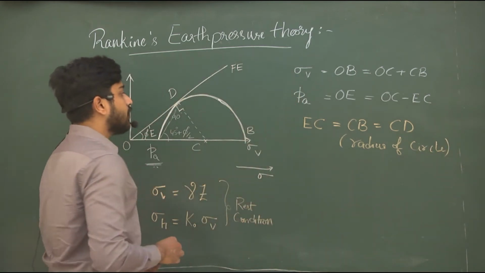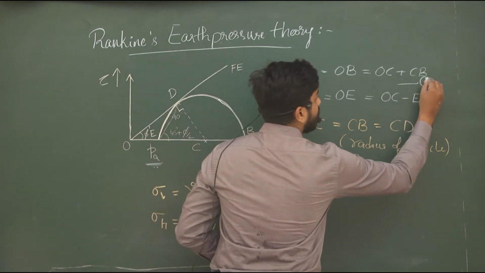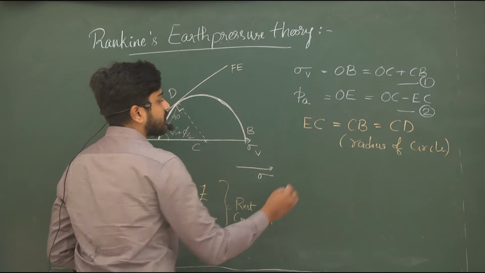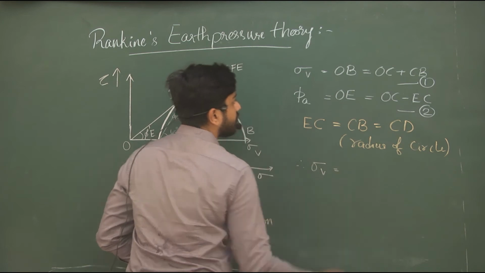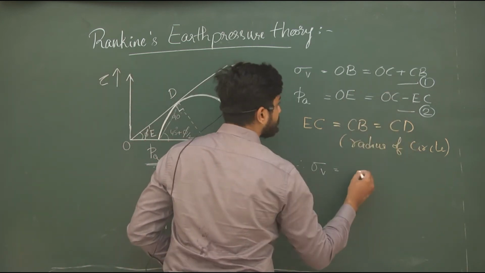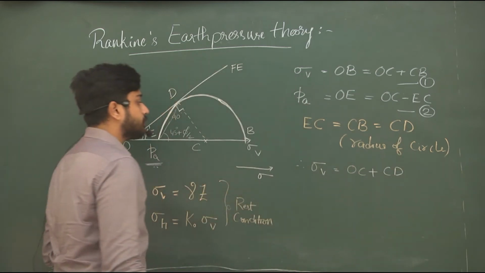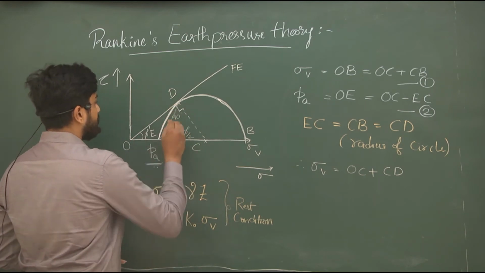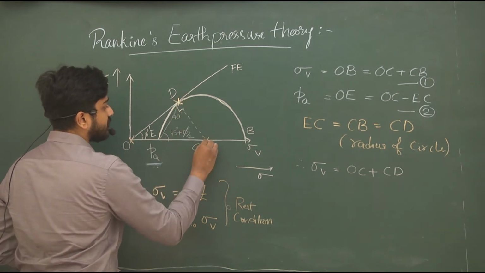Okay, so if we substitute these in the above equation, say this is equation 1 and this is equation 2, simply I can state that sigma v will be OC plus CB, or simply I will write down CD, OC plus CD. So now if you consider this particular diagram here, let us say O is one point, D is one point and C is another point.